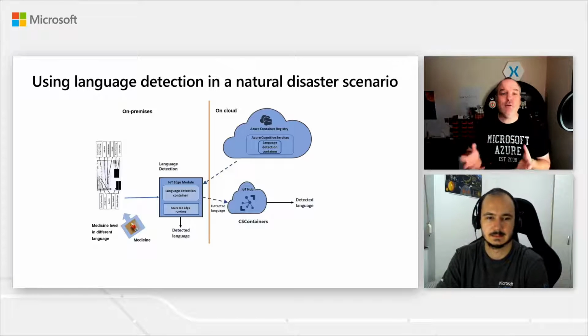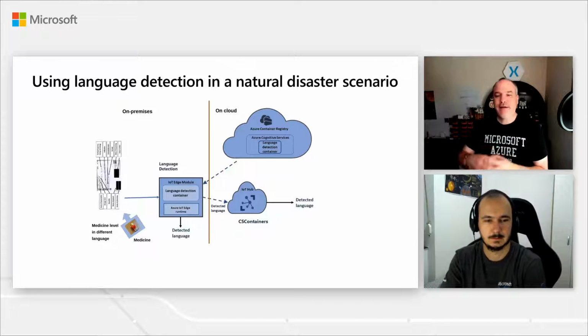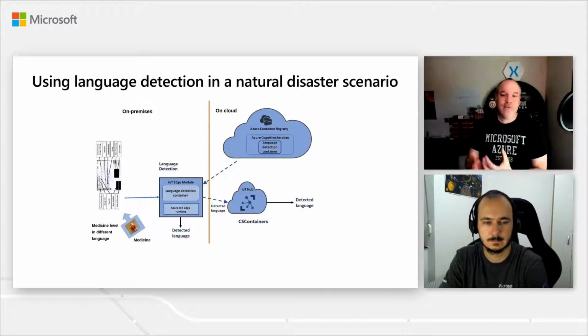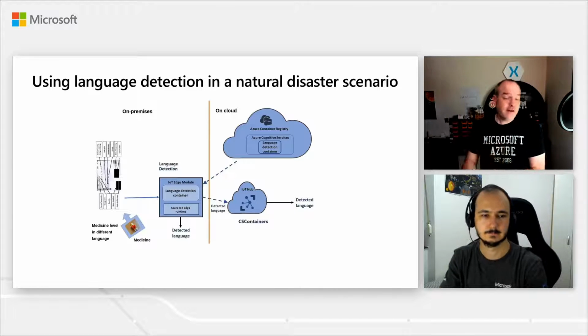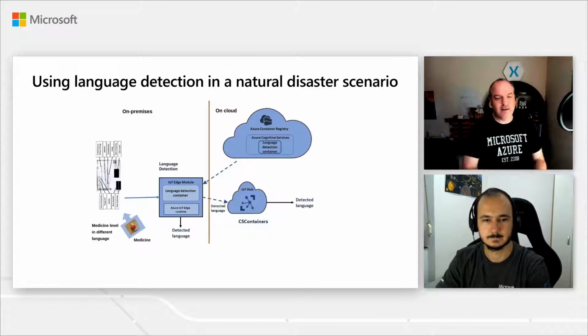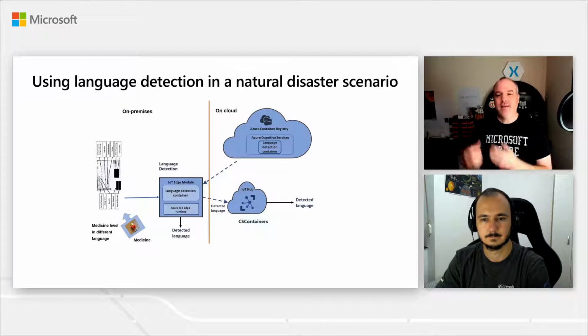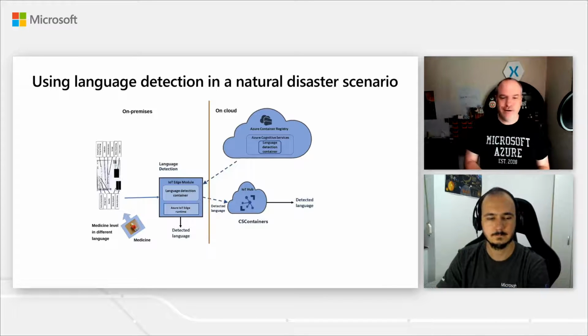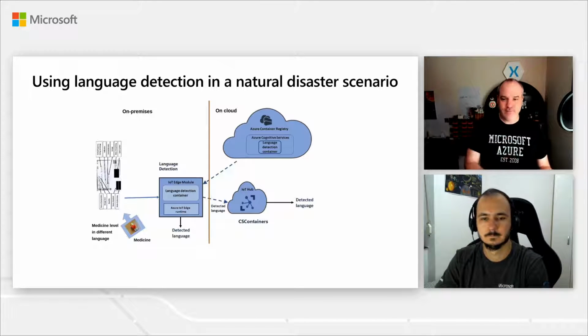So here's the architecture of what we're going to build. In the cloud, we're going to have a language detection container that's available via the Azure Container Registry. And then we're going to deploy that to an IoT Edge module that runs on-premise. It's this IoT Edge module we can take to our medicine, do language detection, and then if necessary, send the results up to IoT Hub. But the main thing is we take it from the cloud, deploy it to an IoT Edge module on-premise, and run with it. Does this architecture look good to you?